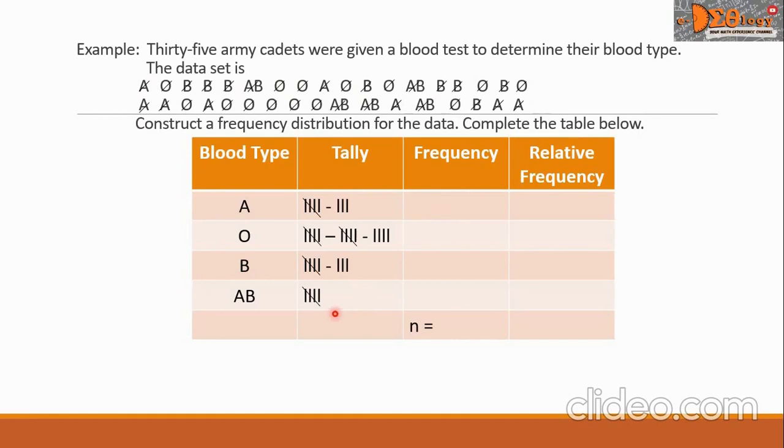And then let us go to the next column. This is for the frequency. We will simply count the tallies for each blood type. So for our first blank, this is for the blood type A. So we have 8. For the next, we have 14. And this is for the blood type O. The next frequency is 8 for blood type B. And the next is 5 for blood type AB.